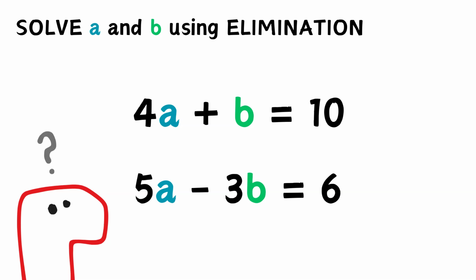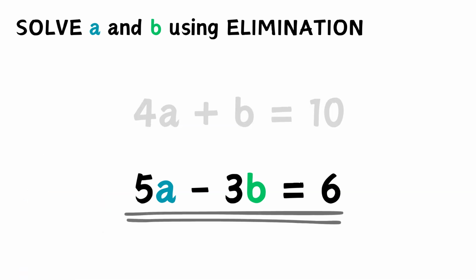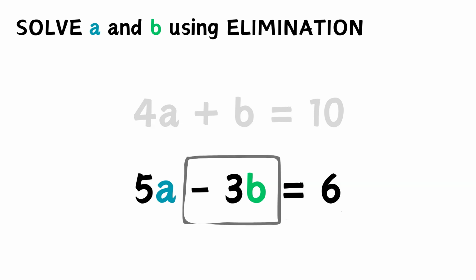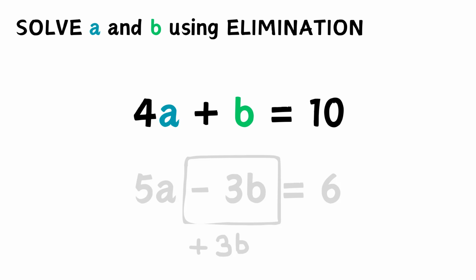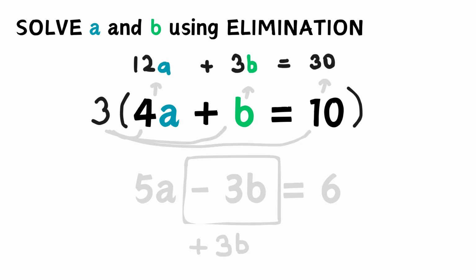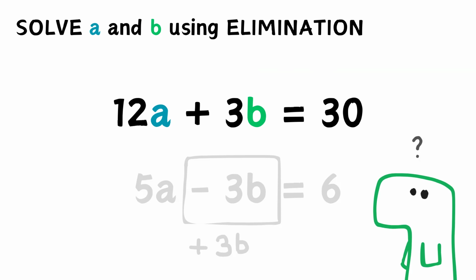What do I mean? Well, let's take a look at our second equation. We have a negative 3b here. What do we need to do to cancel this out? We need to add 3b. So now, switching to our first equation, is there anything we could do to get a 3b? We can multiply everything by 3. We get 12a plus 3b equals 30. Now, this equation is completely the same. All we did is multiply everything by 3, but now we have a 3b.